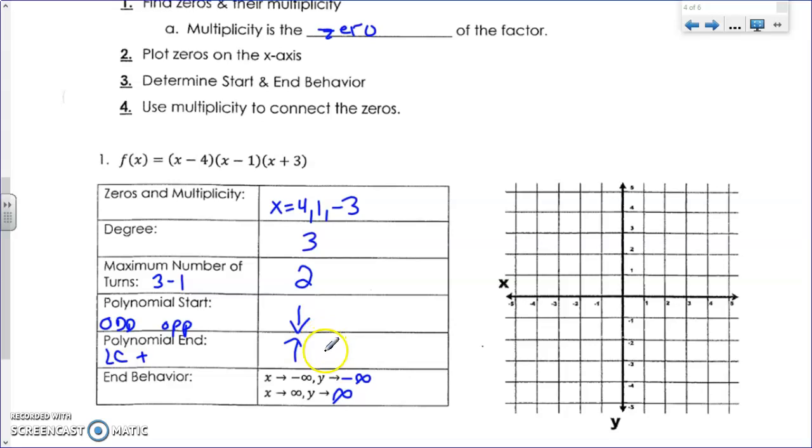Yes? All right. Equals 4. That would be here at 4. X equals 1 and negative 3. Does everybody understand that part? Okay. I know it's going to start down. So I'm going to put this one going down, and I know it's going to end up. Good there? So then we're just going to go boop, boop, and go.